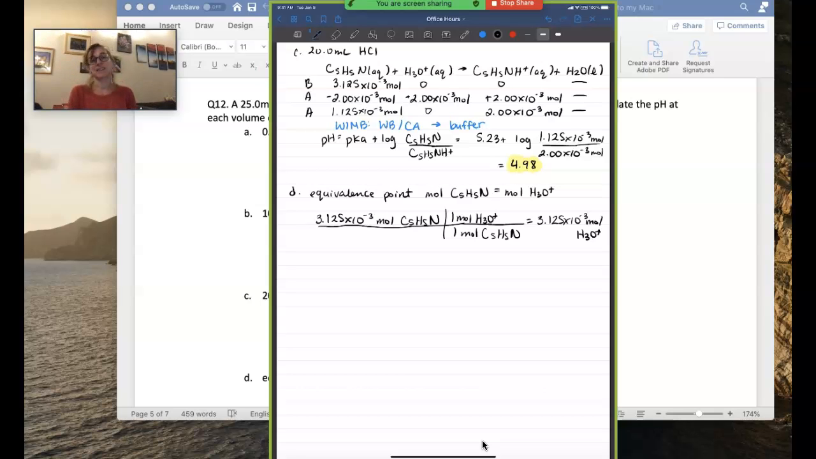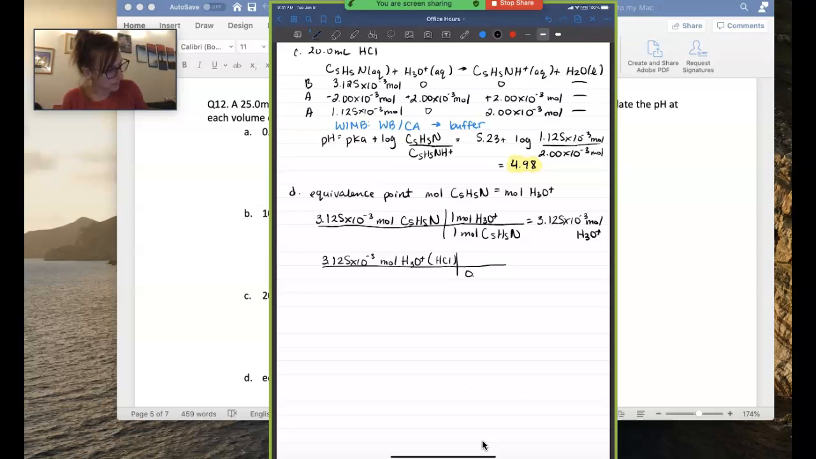And then if I wanted to figure out what volume I need to reach the equivalence point, I can use the concentration, because I know what concentration of HCl I have in my burette. So in this case, we would divide by the molarity. So we have 3.125 times 10 to the negative third moles of the hydronium ion, which is also the HCl.